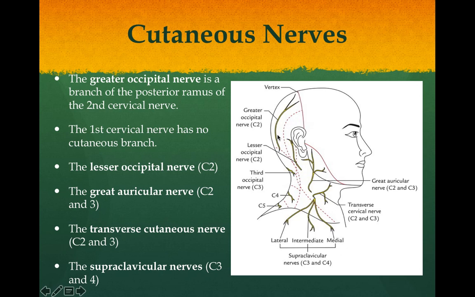The great auricular nerve is sometimes called the greater auricular nerve in some textbooks, but actually, to be more precise, we have to call it the great auricular nerve because we have no lesser auricular nerve. So the greater auricular is not the correct name of this nerve.